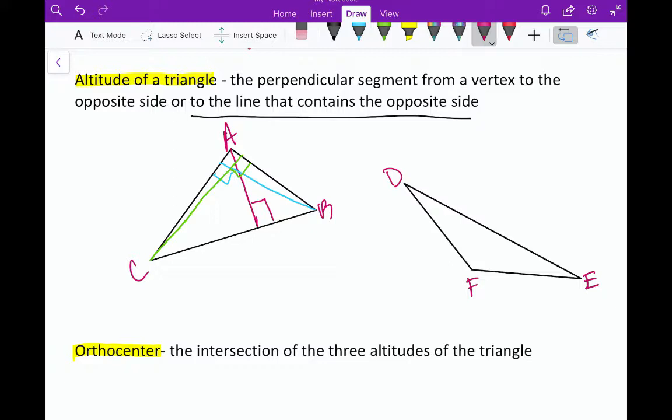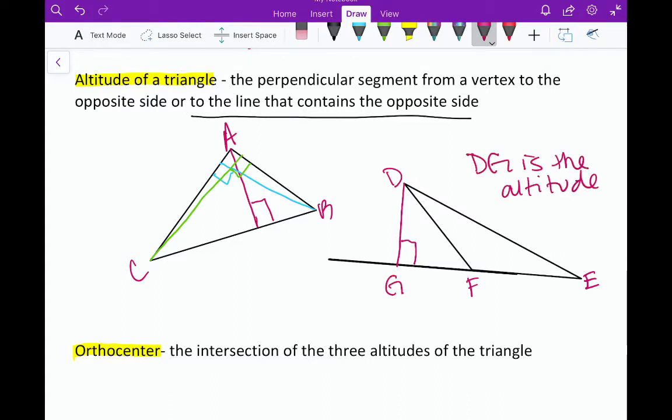If I wanted to draw the altitude from D through line EF, you'll notice that the perpendicular line would be right about here. I can't draw it over here. If I draw it over here, then it's not perpendicular. If I were to extend out segment EF, like this, then if I draw my perpendicular line, it doesn't intersect the part of the triangle that is EF, but it intersects the line that is extended from segment EF. DG is the altitude. It's one of the altitudes.